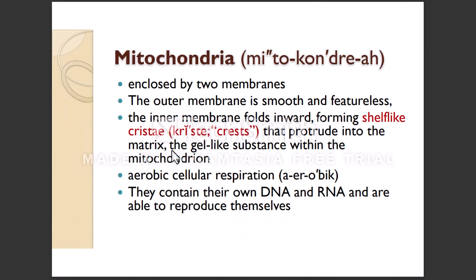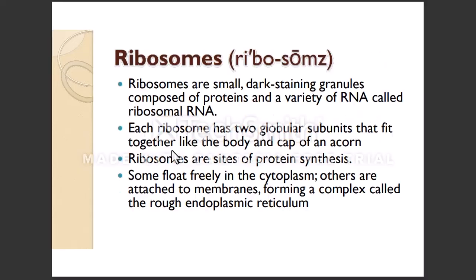All right. The mitochondria, we say, is enclosed by two membranes. We have the outer membrane and the inner membrane. We say they contain their own DNA. We have already discussed that. We are going to look at ribosomes. We say they are small dark staining granules composed of proteins and a variety of RNA called ribosomal RNA. Each ribosome has two globular subunits that fit together like the body and the cap of an acorn. So ribosomes are the site where protein synthesis takes place.